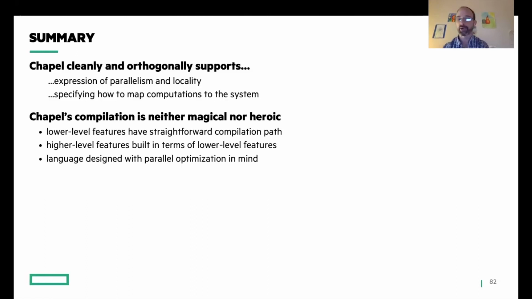I hope you've seen that the lower level features have a fairly straightforward compilation path, which is essentially a rewrite with a little bit of traditional compiler analysis about where things are defined, where they're used, how they cross scopes, things like that. And the higher level features, as we saw, are all built within the language on top of the lower level features. So those, again, are primarily a rewriting step. But at the same time, as you've seen, we've designed the language with parallel optimization in mind. So things like these forall loops and these domains and arrays give the compiler rich semantic information that it can use to tune for locality and to introduce additional asynchrony.